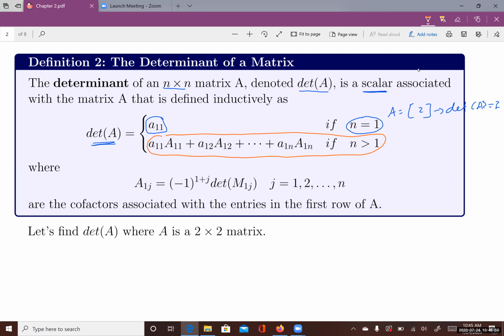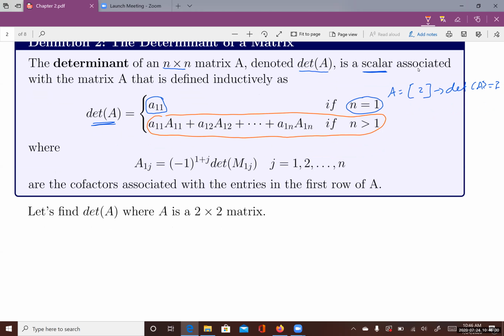You take the entry A11, multiply it by its cofactor, plus the entry A12 multiplied by its cofactor, and so on, up to the last entry of the first row multiplied by its cofactor. So that means you take the first row, find the cofactors of all the entries on the first row, and find the sum of all these products to find the determinant. And you already know that the cofactor A1j equals (-1) to the power 1 plus j, because now i is 1, multiplied by the determinant of Mij.